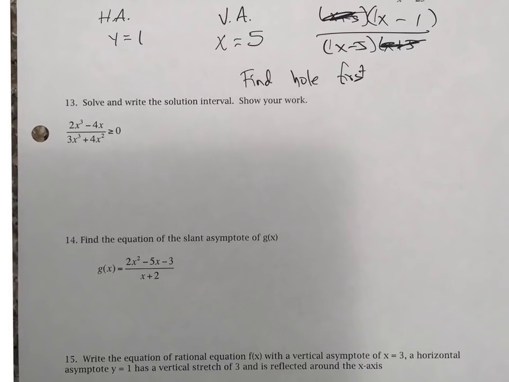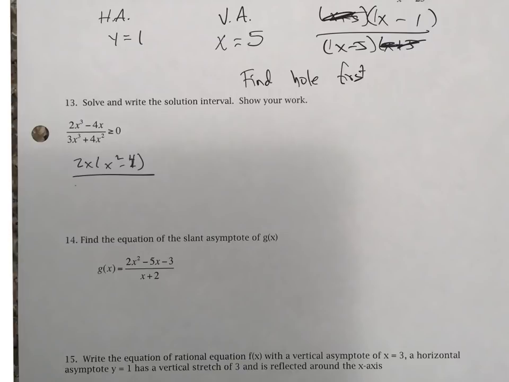Same thing is true in this one. If you have a whole, you have to find it first because it impacts what numbers go on the number line. So I'm going to factor this before I do anything. These have a 2x in common, which leaves you with x squared minus 2. The denominator, x squared minus 4, is going to factor again.